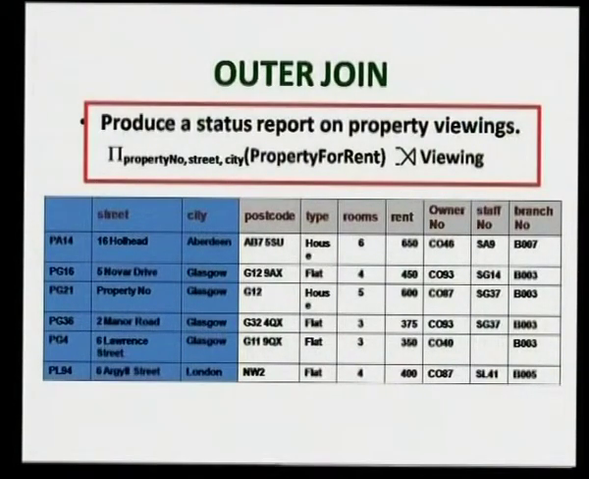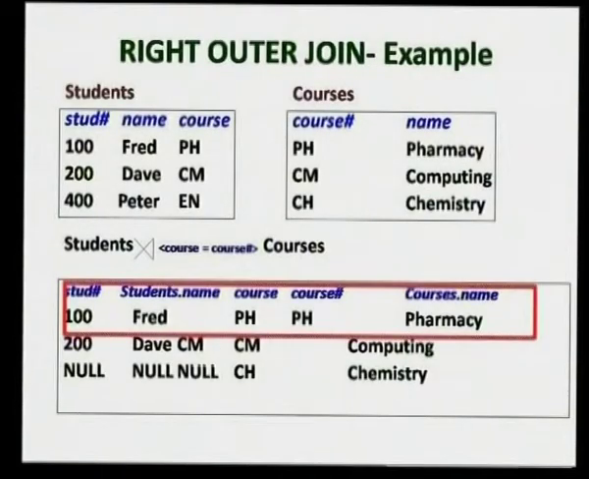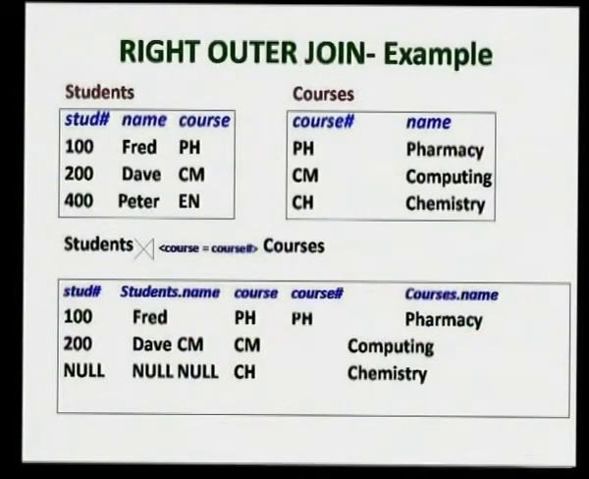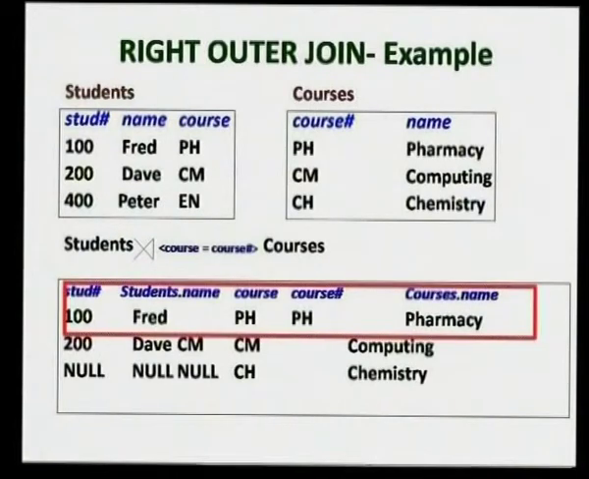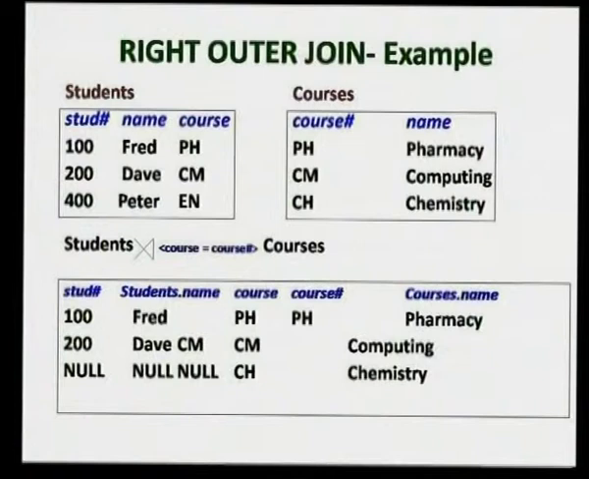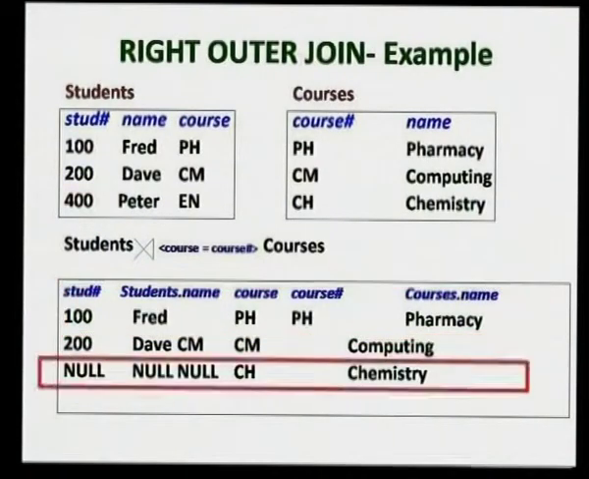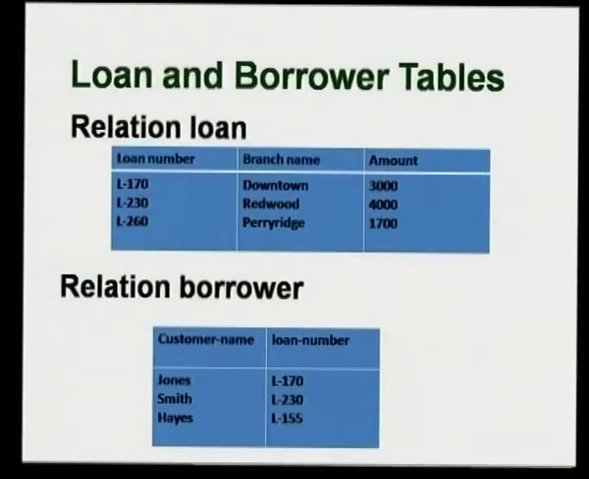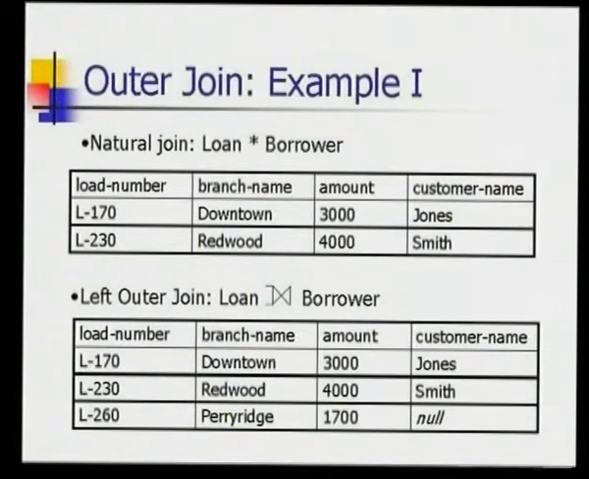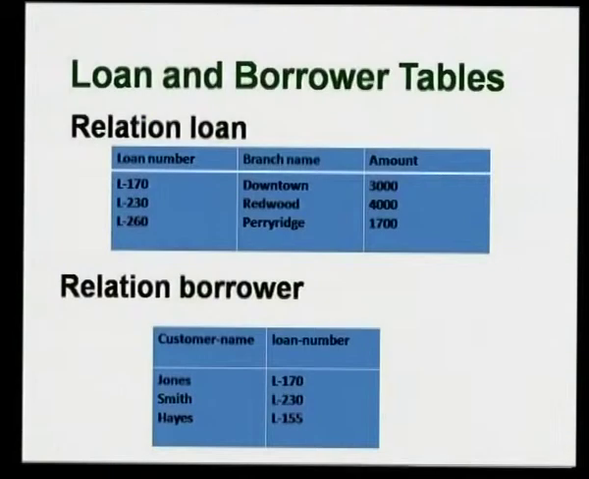Now, let us take a right outer join. In the right outer join only these two come into the picture: 100 Fred PH pharmacy, 200 Dave CM computing, and this one also has to be considered, so here you put null. Okay. These are some other examples of outer join. You can look at this with the example here.